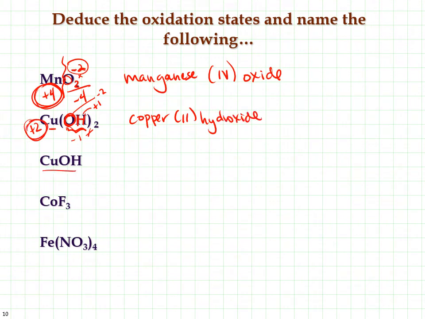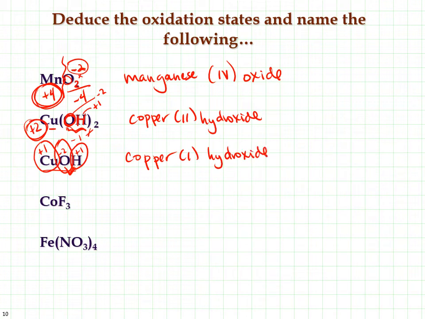This is also copper hydroxide, but now I have a +1 on the hydrogen and a -2 on the oxygen. Right now my total is a -1. -2 + 1 is -1, which means that this copper has to be a +1. The oxidation state of copper is +1. The oxidation state of oxygen is -2. The oxidation state of hydrogen is +1. I'm going to call this guy copper 1 hydroxide. Good. All right, let's do this one.